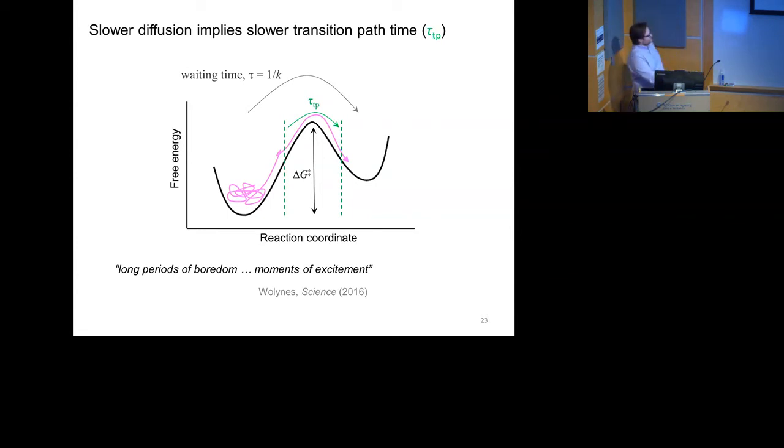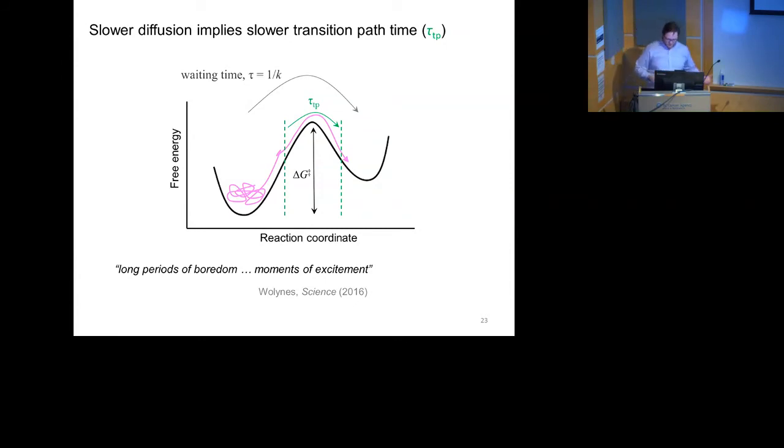And so Peter Wolynes describes this as long periods of boredom. The protein is just sitting in the ground state, and you're waiting for it to hop over the barrier. And that's the exciting part. What is the transition state? That's what people have been going after for so long. So with optical tweezers, we can actually directly measure just that time of like, okay, the protein is doing nothing, it's in the well, but once it's going to go over the barrier, how long does that actually take? And that transition time is related to the diffusion.